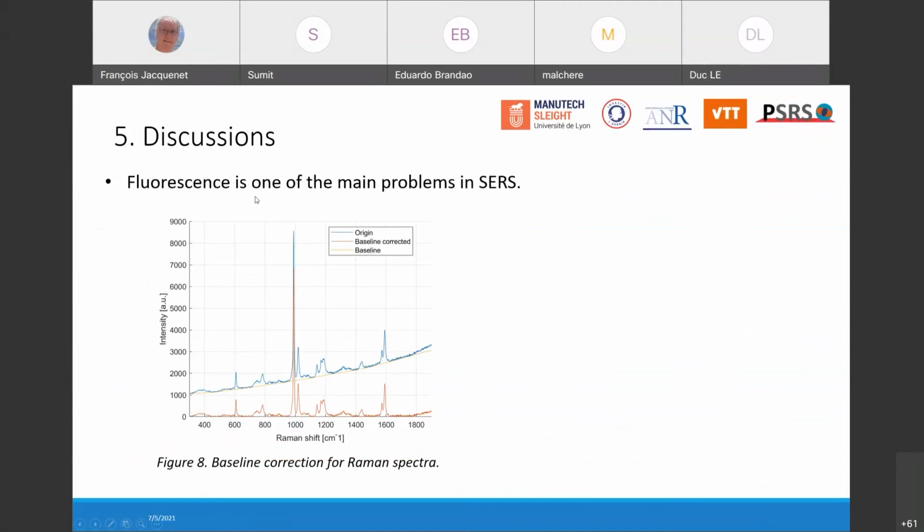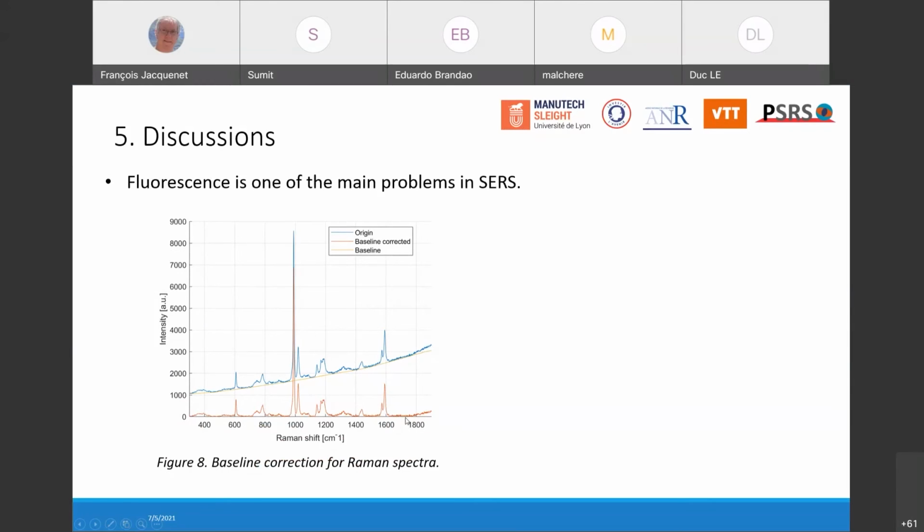So I will discuss a bit about fluorescence. In Raman scattering, fluorescence is one of the main problems in SERS. You can see here in figure 8, the blue curve, the original one, has a very strong background because of the fluorescence of the sample. So in this figure, I use an algorithm to subtract the background, and the red curve is the corrected one.